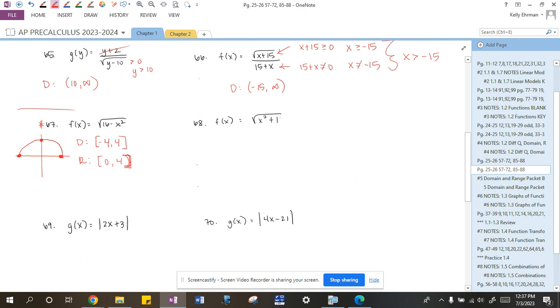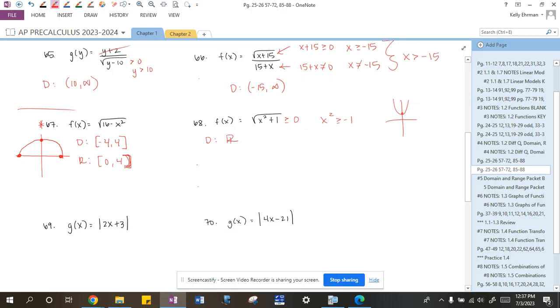Square root of the sum of a couple of squares here. Well, let's think about this. We need to make sure x squared plus 1 stays greater than or equal to 0. Well, it always is, right? X squared is always greater than or equal to 0, so x squared plus 1 is always at least 1. Think about that graph, x squared plus 1. So the domain is all real numbers.